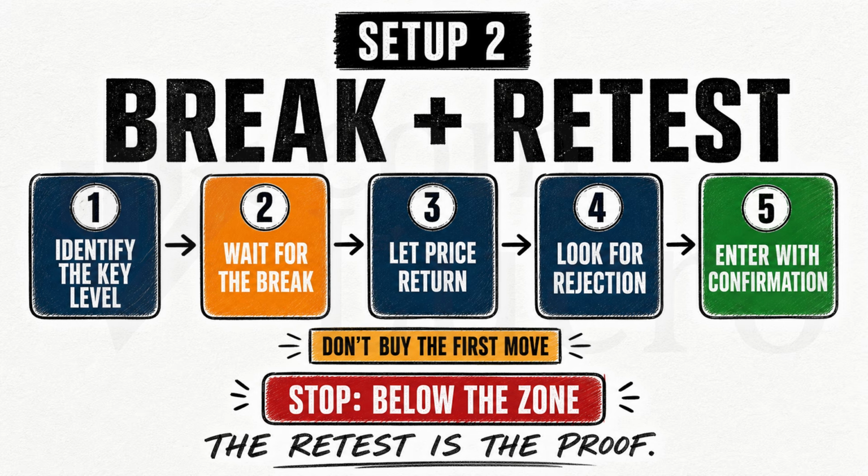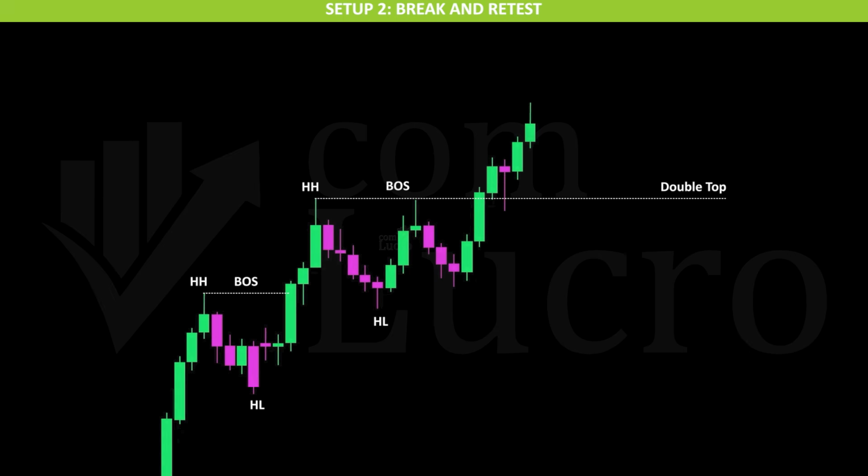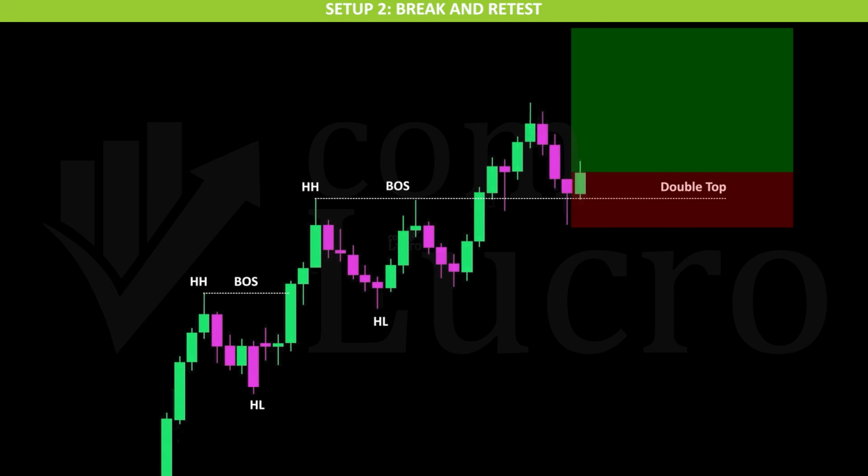Setup number 2 is the break and retest. In a bullish trend, we wait for price to form a double top rejection pattern. Once price breaks above that key level, we wait for it to return and retest the same area. If the level holds and price shows rejection, such as a long wick candlestick, we enter the trade and place the stop loss below the zone.